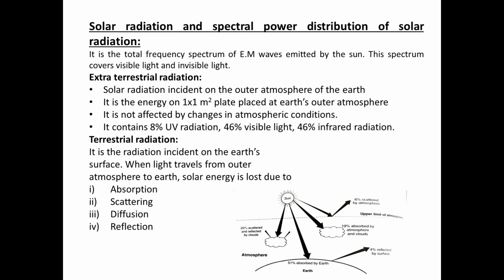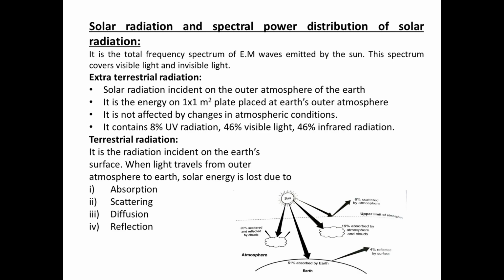So solar radiation incident on the outer atmosphere of the earth is called extraterrestrial radiation. And how can we define it? If you take a plate having an area of 1 by 1 meter square and keep this plate at Earth's outer atmosphere, how much energy is incident on it? That amount of energy itself is called extraterrestrial radiation. So that's why we can define extraterrestrial radiation like this: it is the energy on a 1 by 1 meter square plate placed at Earth's outer atmosphere.